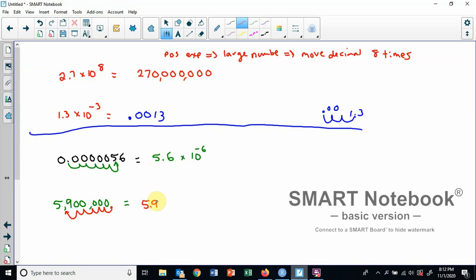So one number in front of the decimal. Times 10 to the, and how many times did I move it? I moved that one 6 as well. So is this going to be a negative or a positive 6? Well, is 5 million a big number or a tiny decimal? That's a big number, so this needs to be a positive 6. Okay? And so you need to make sure you're comfortable with converting one way or the other.